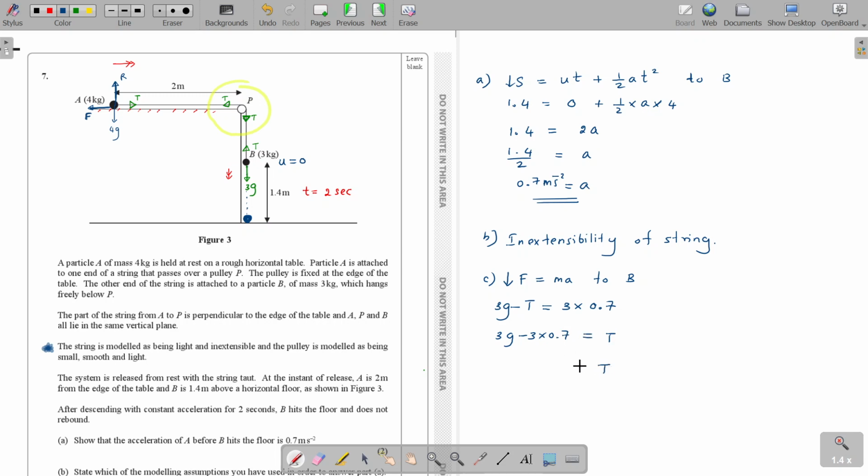How much is the tension? 3 into 9.8 minus 3 into 0.7 is? How much? 30? How much is the tension? 3 into 9.8 minus 3 into 0.7.